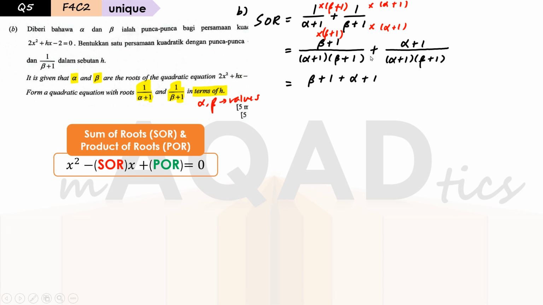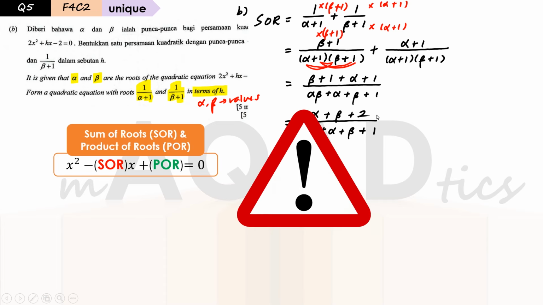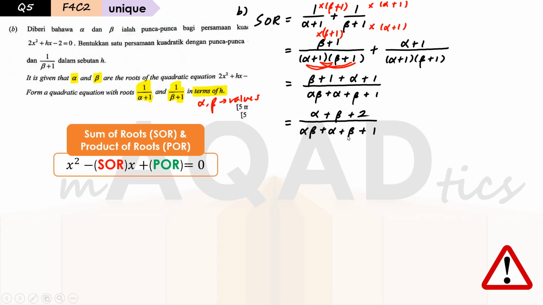And for the denominator, we are going to cross multiply. So alpha multiply beta, alpha multiply 1, 1 multiply with beta, and 1 multiply with 1. This will be the result. Now if we tidy up the things a bit, this would be the simplified version of the fraction. But even though this is the simplified version, there is still alpha and beta here.